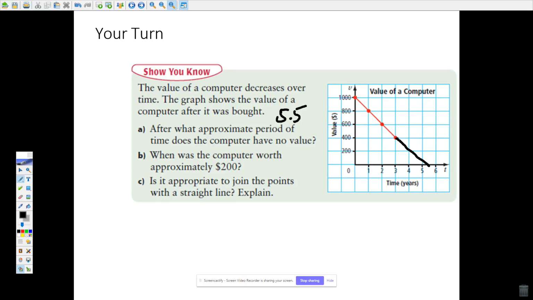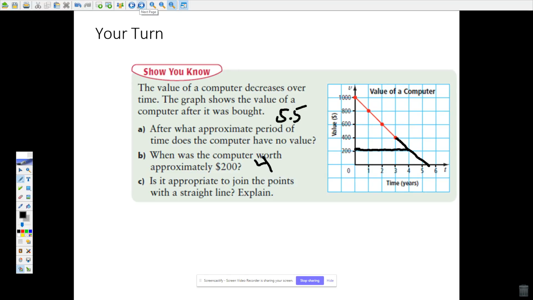The second question is, when was the computer worth approximately $200? Well, we go to $200, scroll over. It looks like at about 4 years. Is it appropriate to join these points with a straight line? Yes, it is, because both time and money can be measured in decimal points, right? You can have half a dollar and you can have half a year.